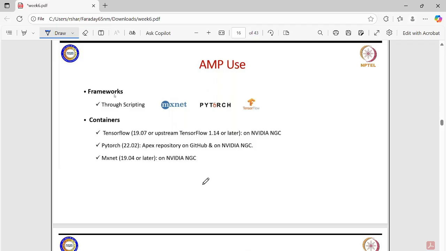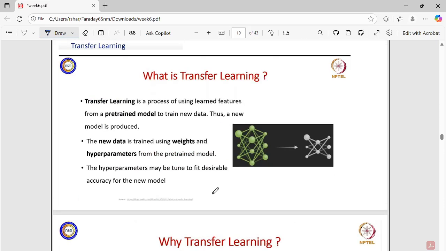Next, we will see about transfer learning. Transfer learning is a process of using the learned features from a pre-trained model to train on new data. Transfer learning is a technique in machine learning where we can take a model trained on one task and reuse it fully or partially for different or related tasks.